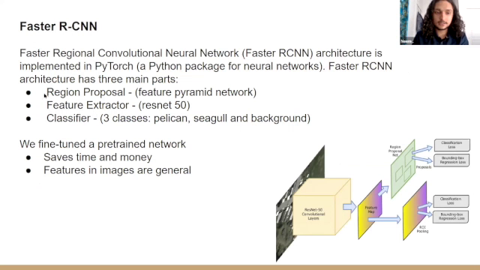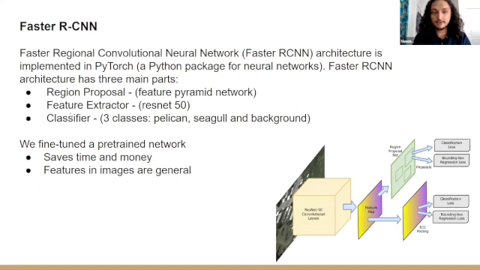The first one is called region proposal. It's the green one right here, if you can see the picture. What the region proposal does is that it proposes regions where there might be an object. The small green boxes right here are the places where our region proposal has said, oh, there might be some image-like objects there. For that one, we use a pre-trained feature pyramid network.